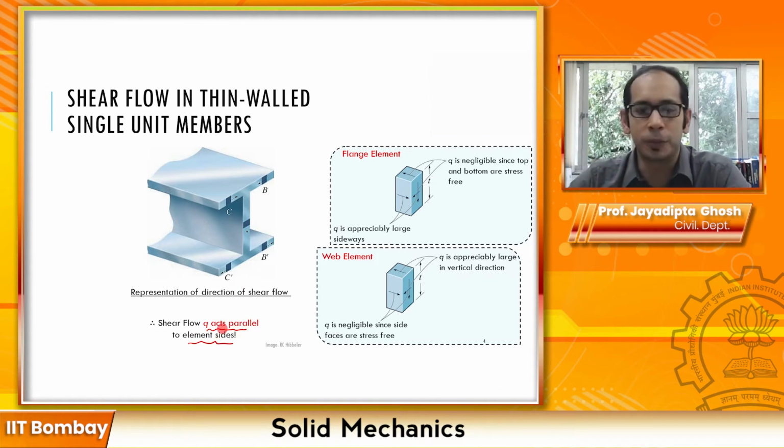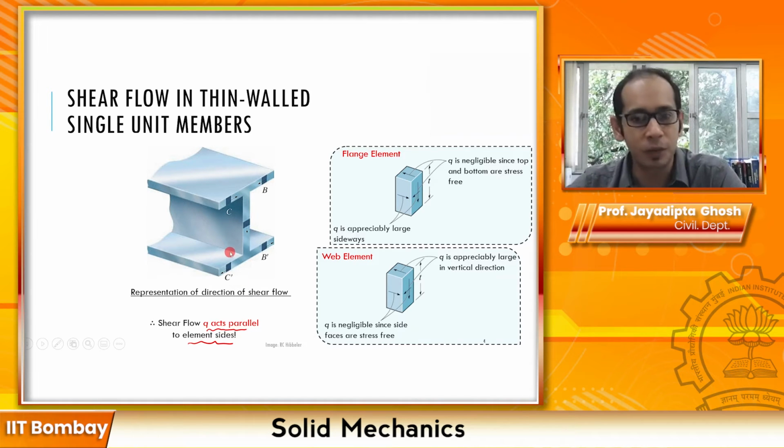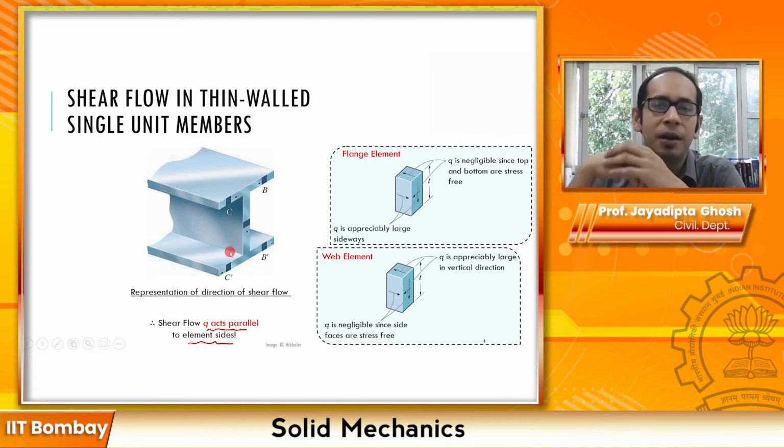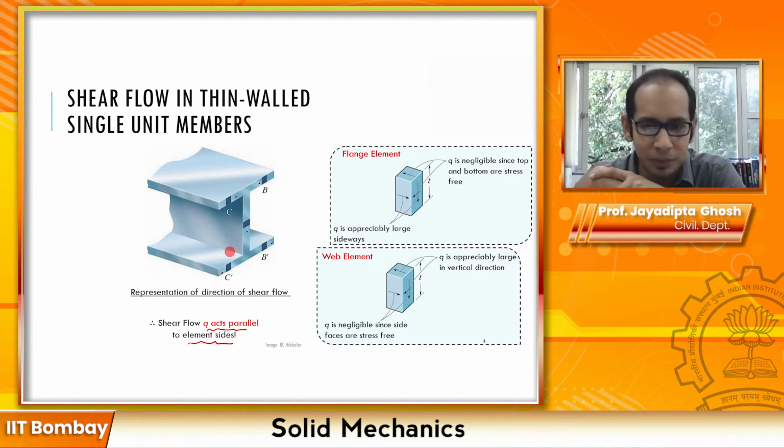So at the top, this is very interesting. It may appear a bit non-intuitive, but now that you understand along which faces the shear is appreciably high and along which faces it is appreciably low, you can understand that q is appreciably high and acts mostly parallel to the element faces. In the flange, it is acting parallel to the flange. In the web, it is acting parallel to the side of the web. So it is acting vertically down over here, acting horizontally over here. And note the directions. I will come back to these directions once more.